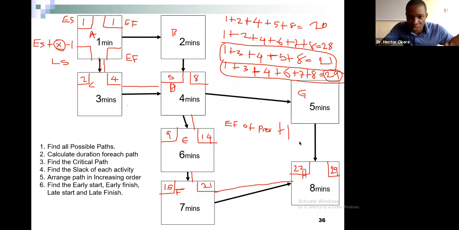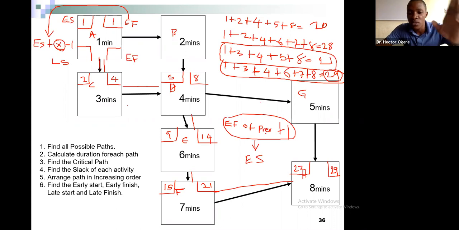It's okay, just pay attention, you will understand. Early start, 1 plus X. X is whatever value is in here. That is X. Minus 1 is early finish. This is the formula for early finish, and this is the formula for early start, ES. So just remember the formula, then you use it to solve.